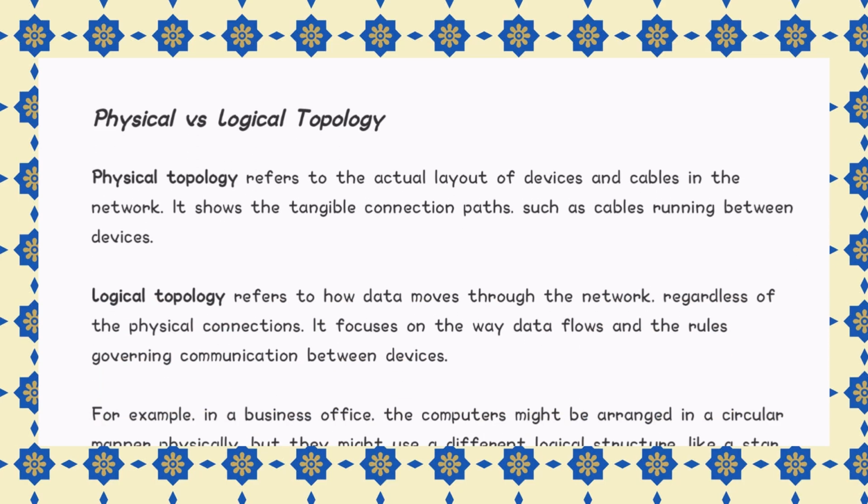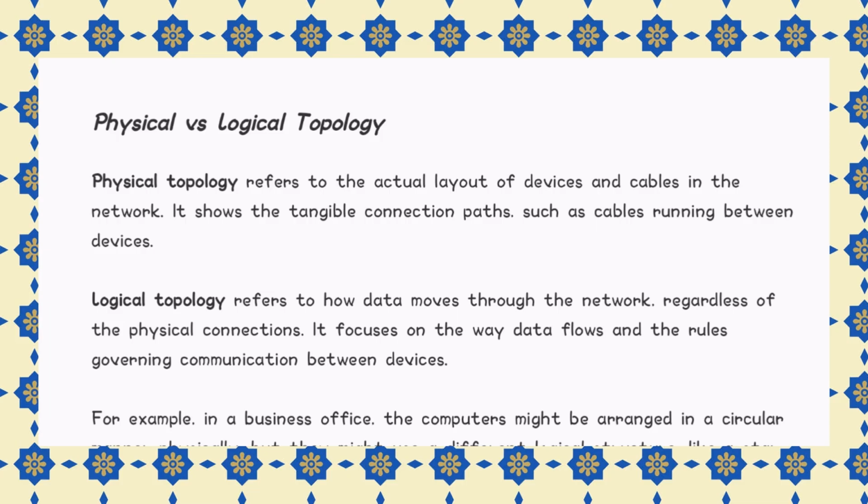Physical versus logical topology. Physical topology refers to the actual layout of devices and cables in the network. It shows the tangible connection paths, such as cables running between devices. Logical topology refers to how data moves through the network, regardless of the physical connections. It focuses on the way data flows and the rules governing communication between devices.